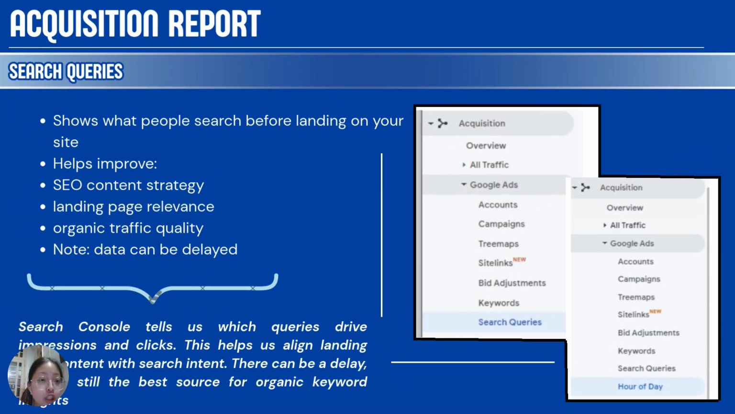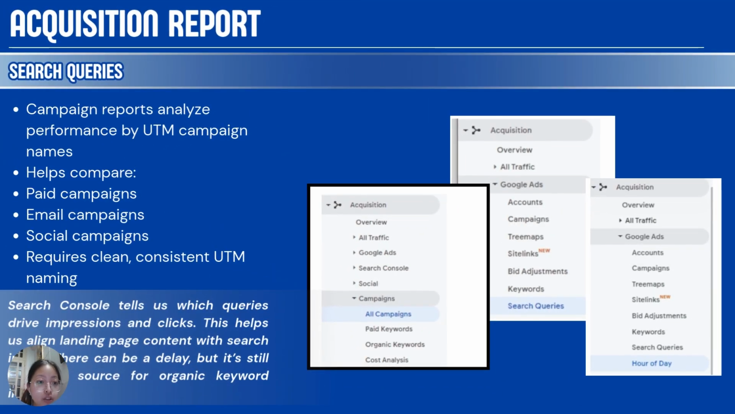For the search query, so this shows what people search before landing on our site. This helps improve SEO content strategy, landing page relevance, organic traffic quality, and the search console tells us which queries drive impressions and clicks. This helps us align landing page content with search intent. There can be a delay, but it's still the best source for organic keyword insights.